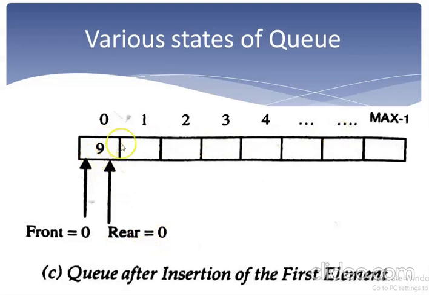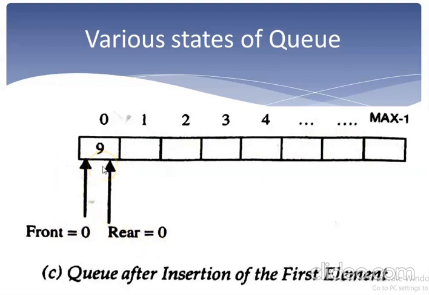So inside this queue, who is at the front? 9 is at the front. Who is at the back? 9 is again at the back. So when we insert the first element, there will be only one element in the queue, and both the front and rear pointers point to the same location.